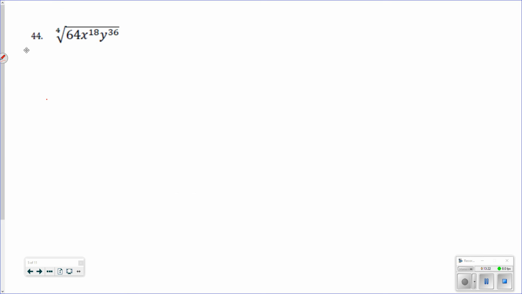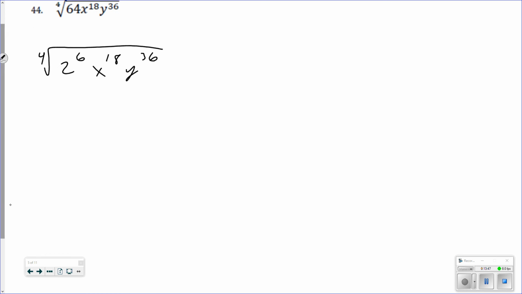All right, number 44. So this one, the first thing I'm going to do is rewrite it into a prime factorization. So the fourth root of 64 is 2 to the 6, x to the 18, y to the 36. From here, I'm going to take each exponent, divide it by the root, and figure out what you have.